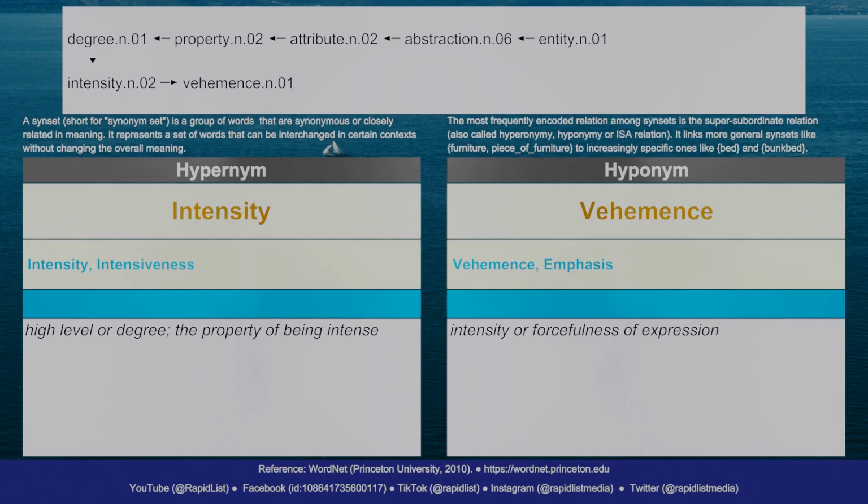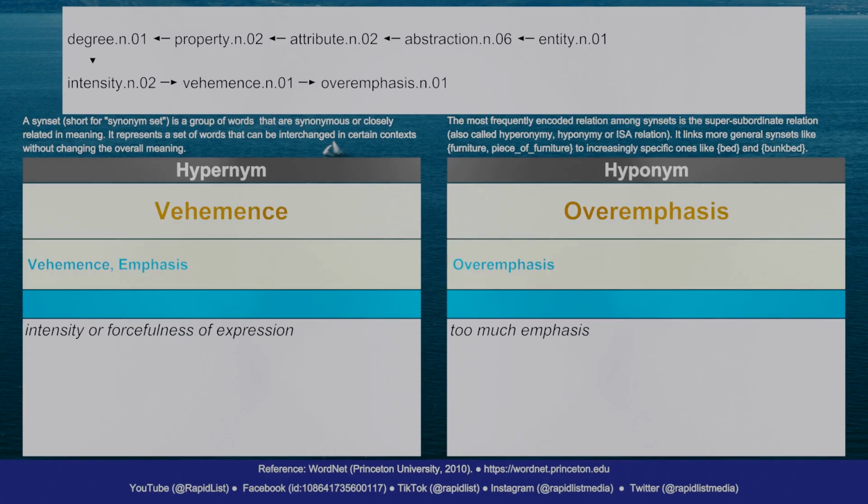Vehemence. Intensity or forcefulness of expression. His emphasis on civil rights. Overemphasis. Too much emphasis.